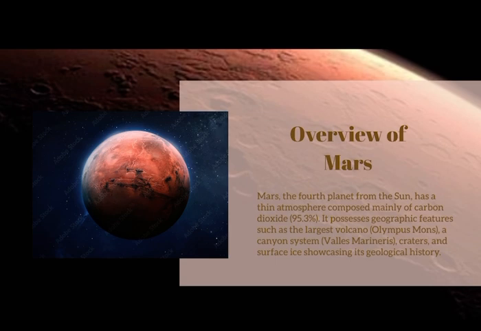It has a thin atmosphere composed of mainly carbon dioxide, and it possesses geographic features such as the largest volcano, which is Olympus Mons, a canyon system, which is Valles Marineris, craters, and surface ice showcasing its geological history.